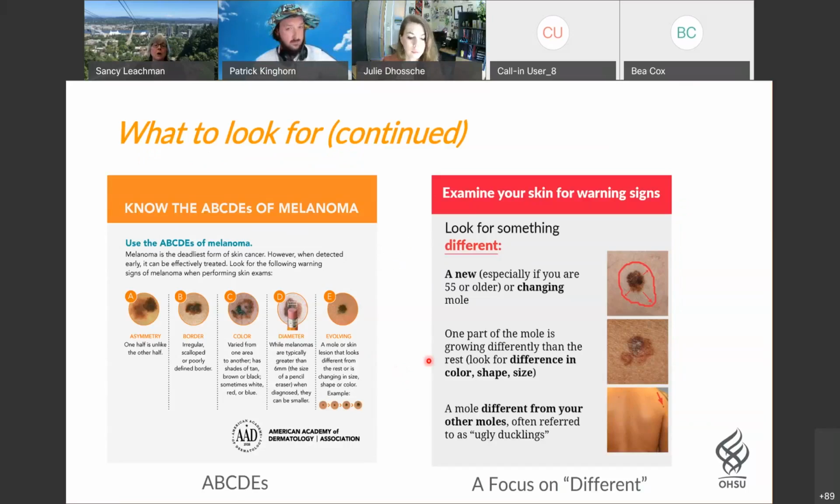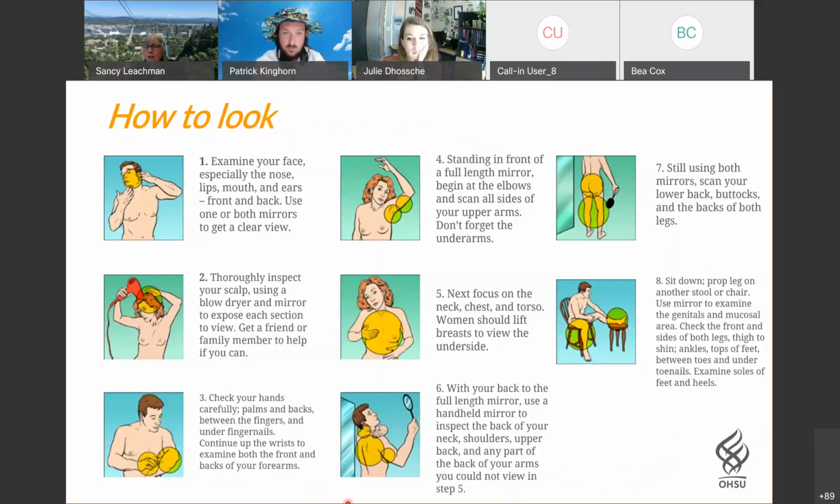So these are the ABCDEs. I just went through those. These are the new lesions. You also look for something new, if part of the mole looks different than the rest, or if it's a different type of mole. So focus on different and ABCDEs. And this is how you look. We have all this information on our website, both our Start Seeing Melanoma website and our War on Melanoma website, if you want to really get into doing the best possible self-skin exam you can.